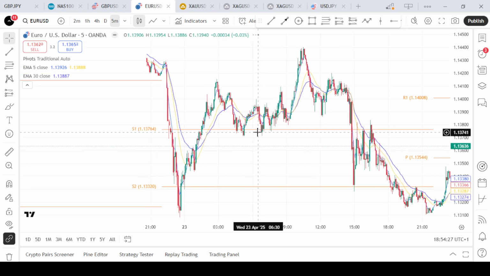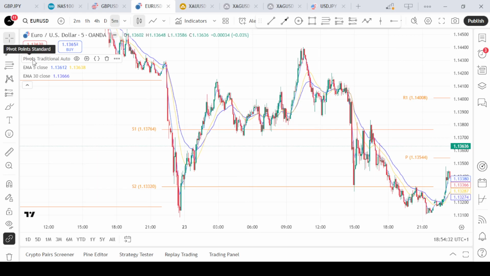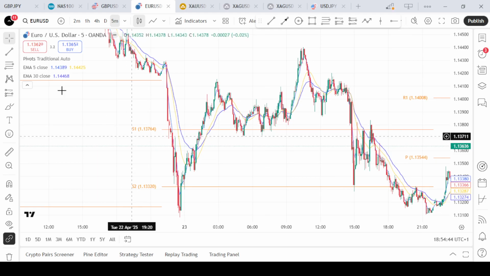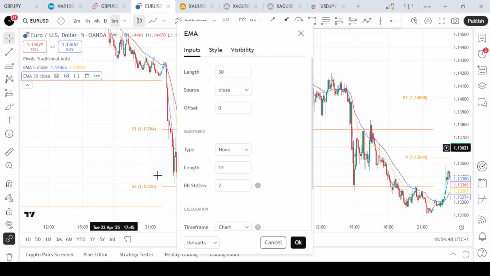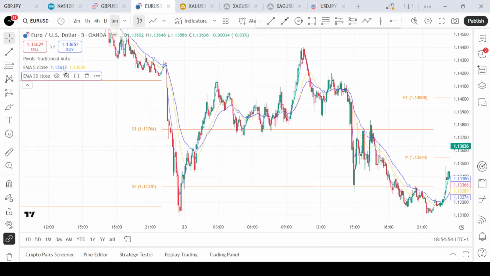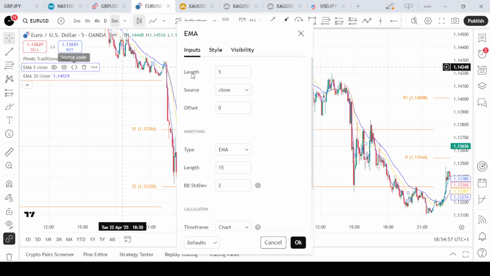We start by setting up our charts. You put your pivot point indicator, this is the pivot point standard indicator. We place this on our chart. Secondly is to place 3 exponential moving averages. This is your 5 exponential moving average, which would be the first one, and your 15 exponential moving average.